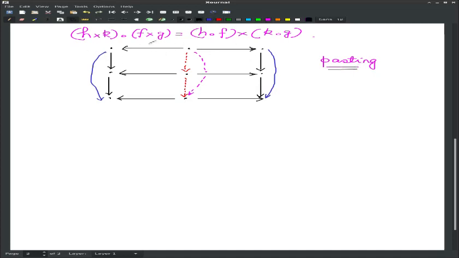So, okay, suppose, what is it? DE, is it DE? Oh, A to C, B to D.